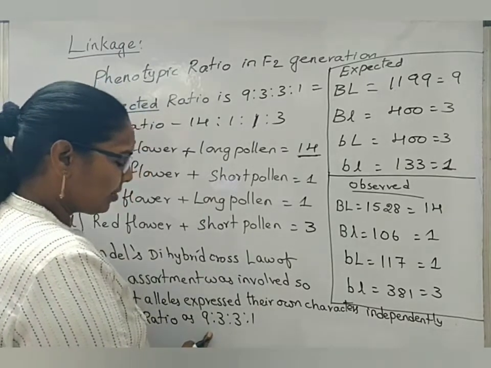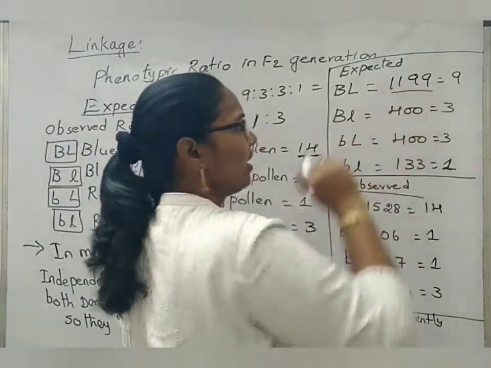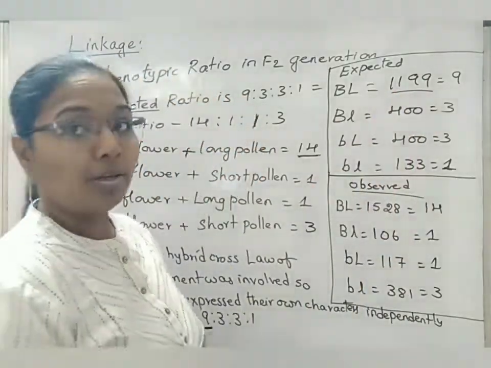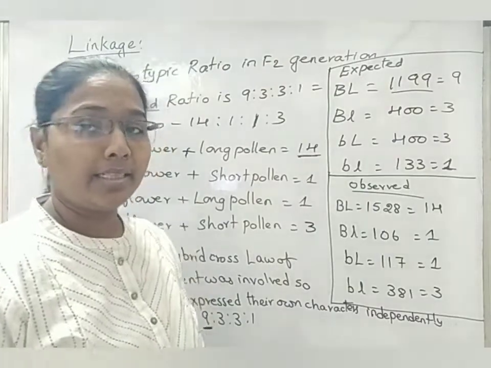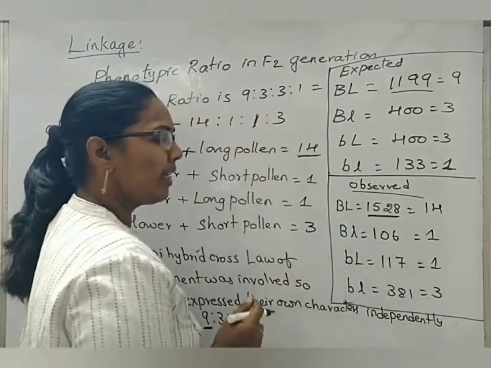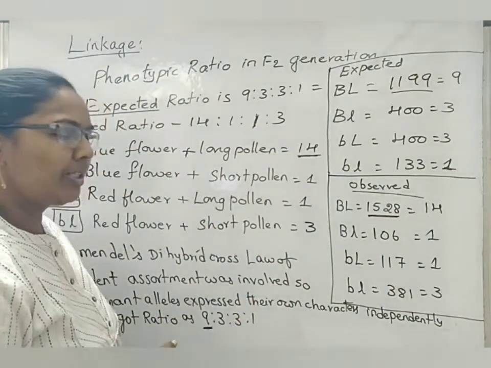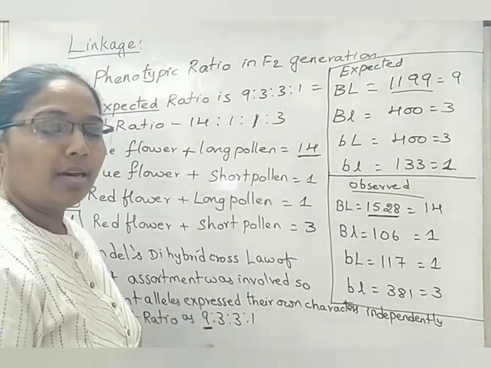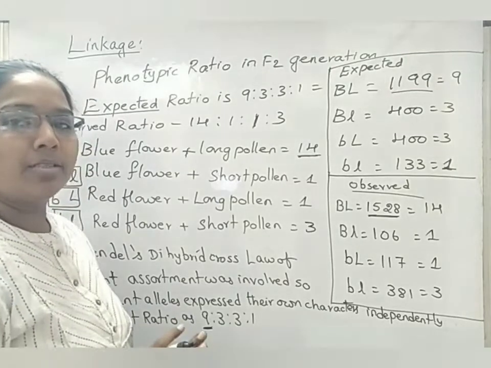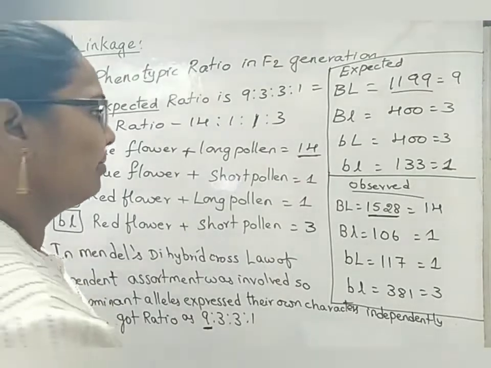But Bateson and Punnett observed, instead of 9 and instead of 1119 number of dominantly expressing plants, they observed more, that is 1528. So they thought that here parental combinations are more highly expressed. This is all because of the linkage between dominant genes.